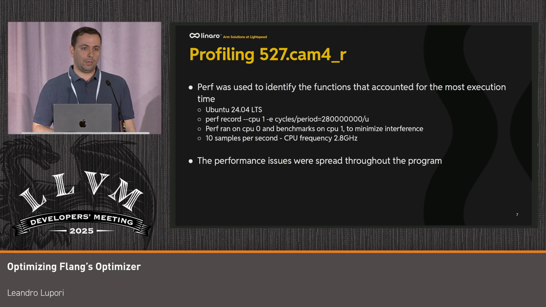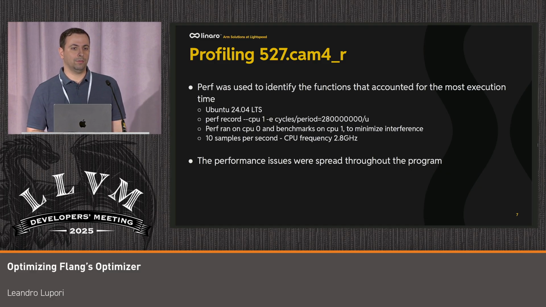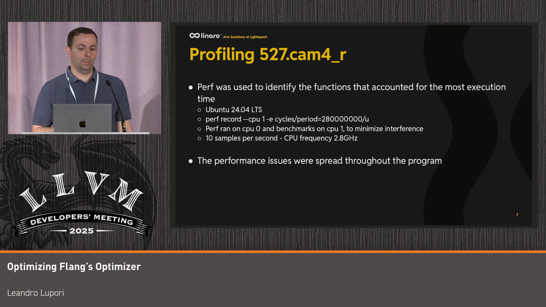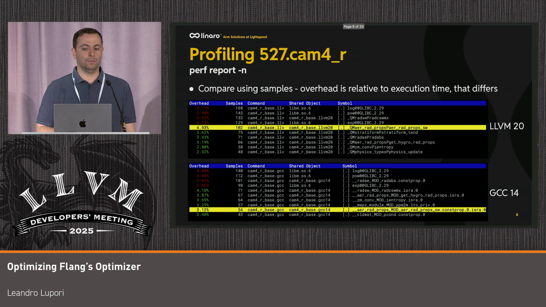And to identify the functions that accounted for most of the execution time, perf was used on an Ubuntu machine. And I noticed when profiling that the performance issues were spread throughout the program, which made it a bit harder to identify the functions with the biggest differences.